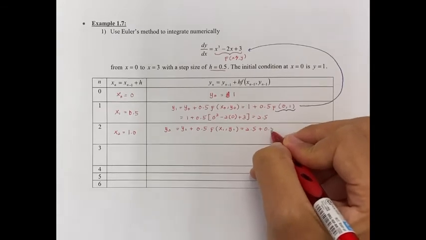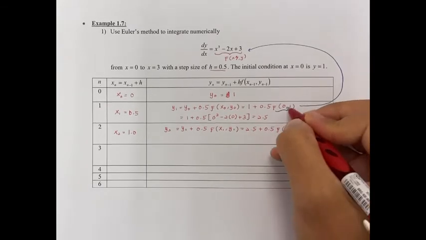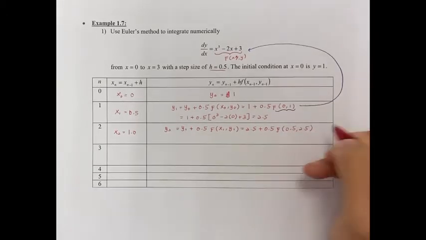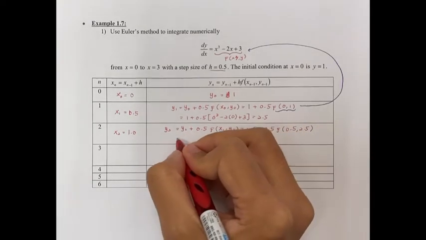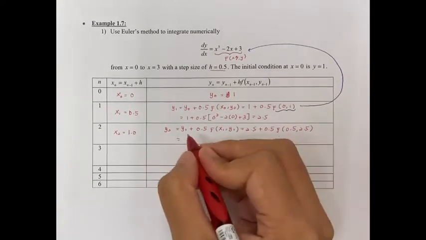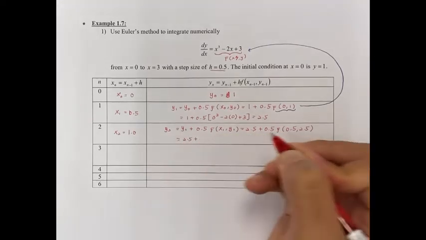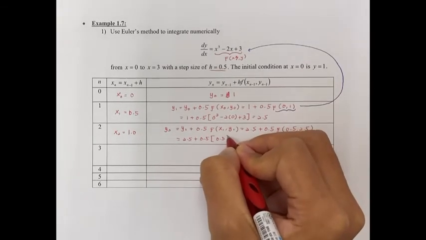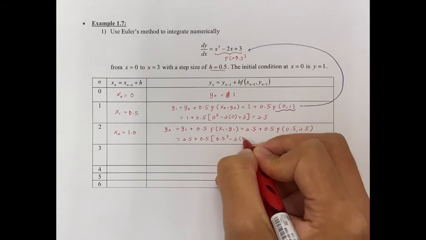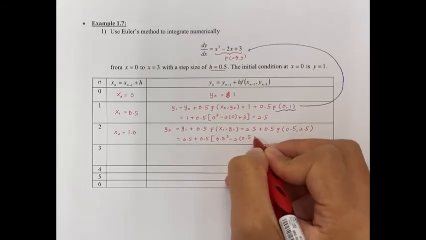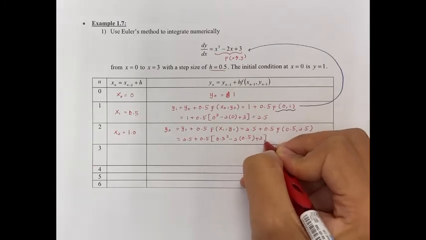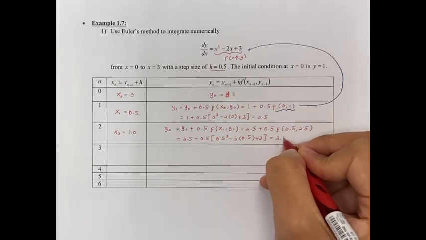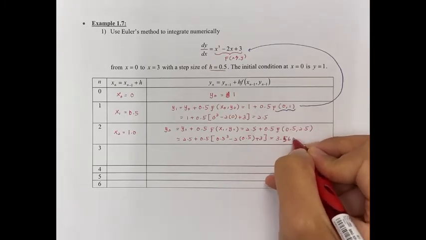plus 0.5 f of 0.5 and 2.5. Again, substitute the value for x and y, the previous x and the previous y. So you have 0.5 multiplied by 0.5 cubed minus 2 multiplied by 0.5 plus 3. And this gives you the answer of 3.562.